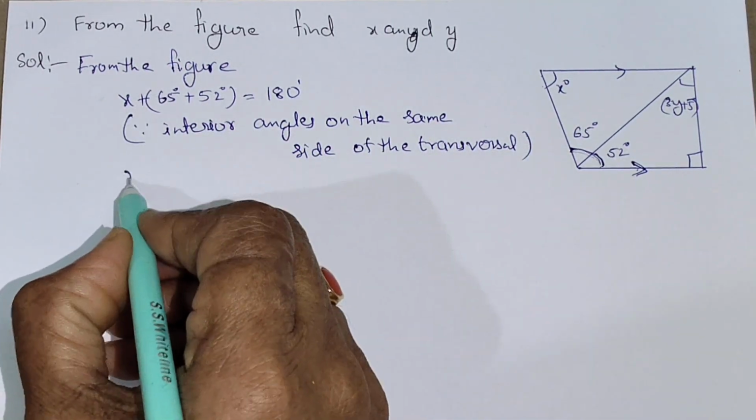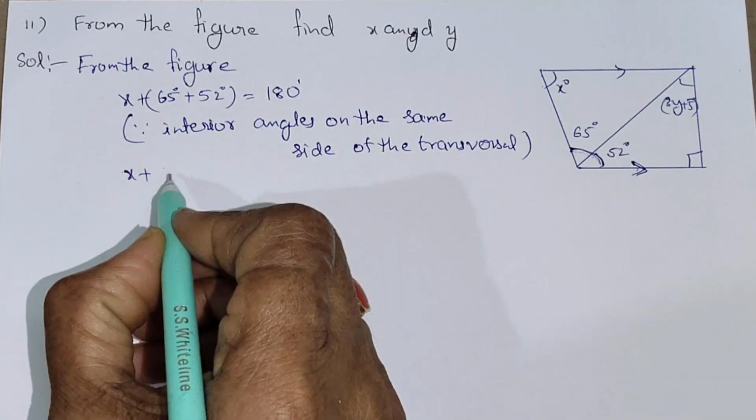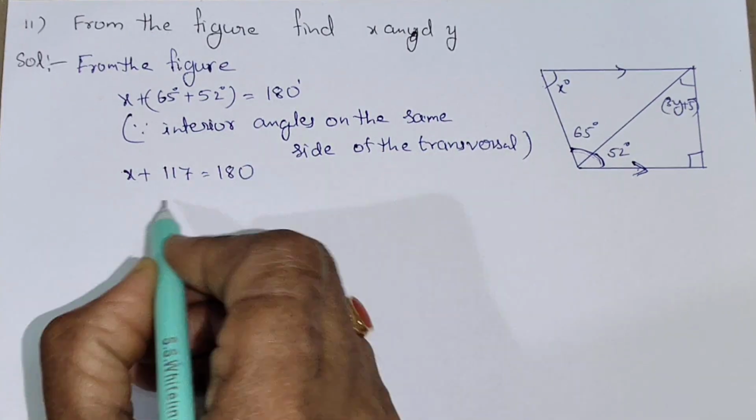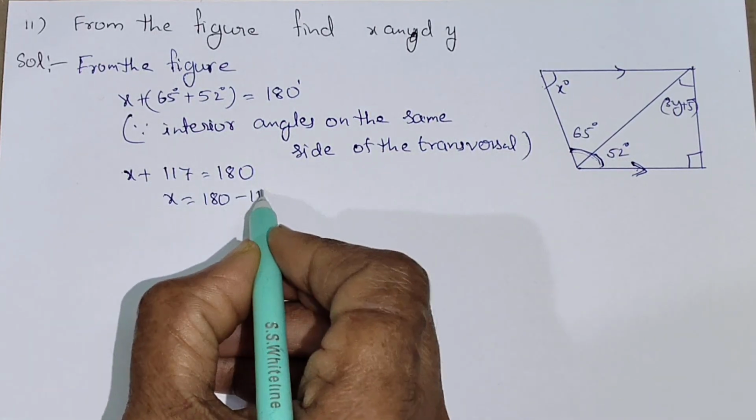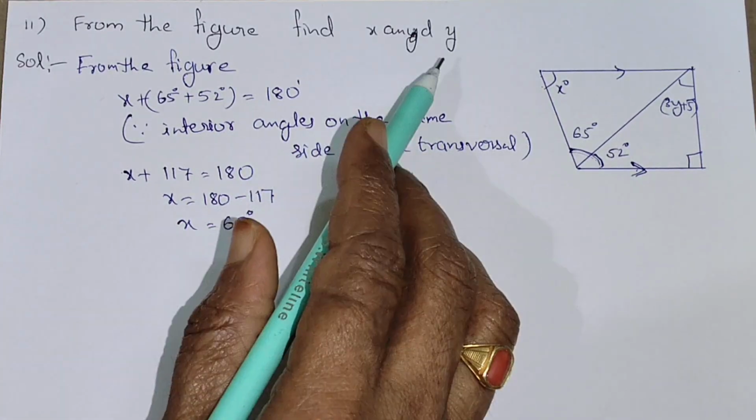So here x plus 117, 65 plus 52, 117 is equal to 180. x is equal to 180 minus 117. So here x is equal to 63 degrees. So next, here it is asking for the y value.